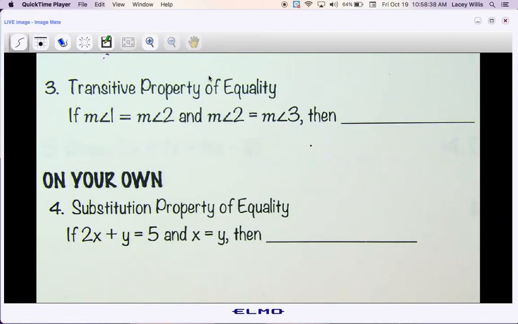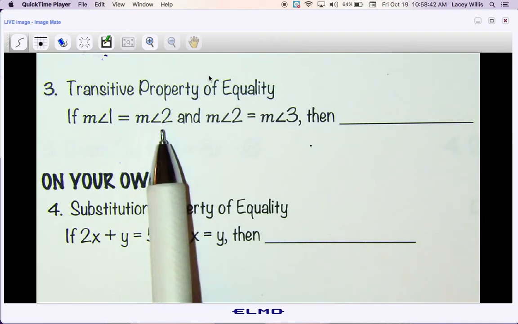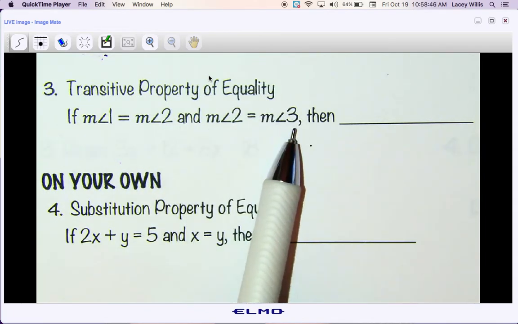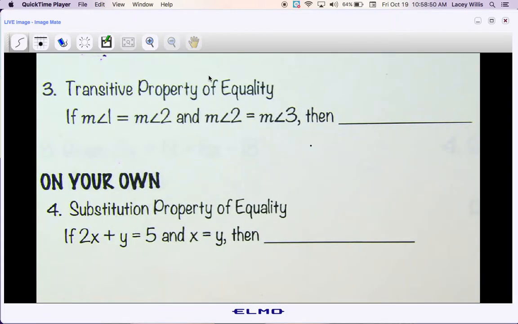Okay, transitive property. Look at your chart if you don't remember which one that is. So if the measure of angle 1 equals the measure of angle 2, and the measure of 2 equals 3, then transitive property says what two things are equal? 2.